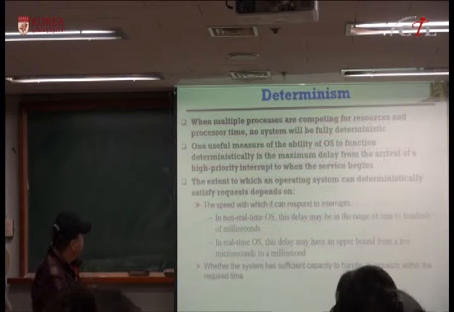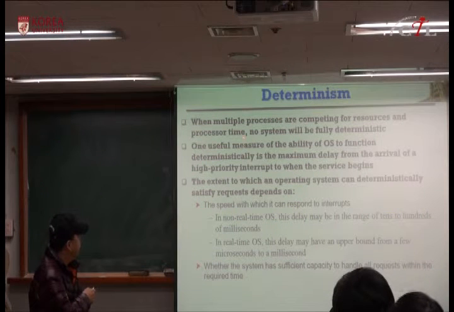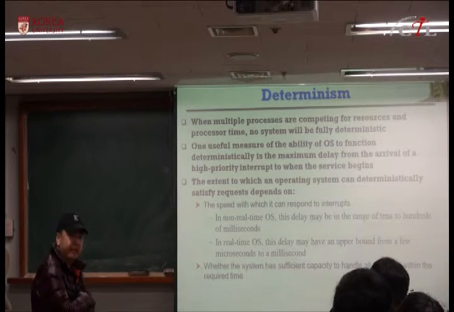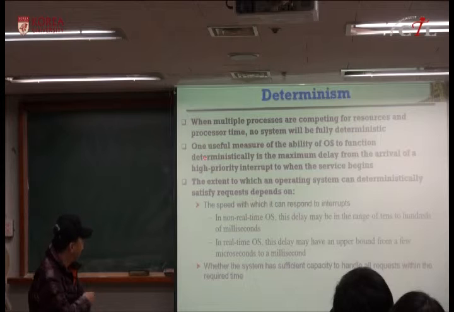So when multiple processes are competing for resources and processor time, no system will be fully deterministic. One useful measure of the ability of an operating system to function deterministically is the maximum delay from the arrival of a high priority interrupt to when the service begins. Okay.